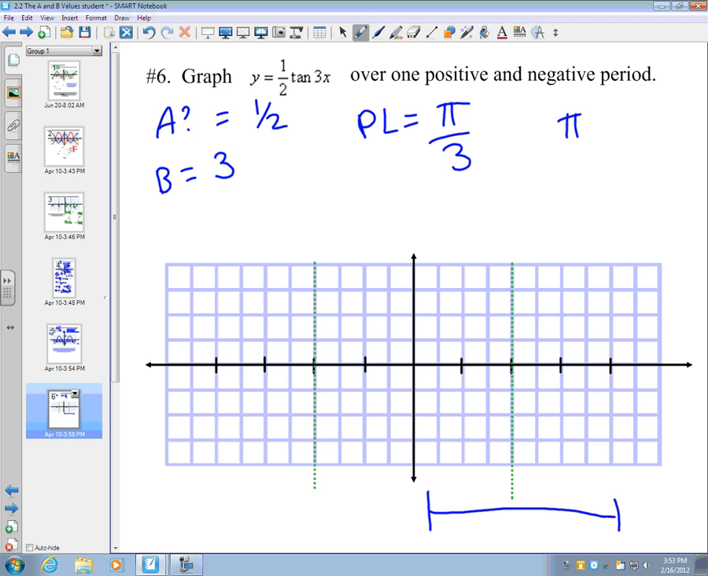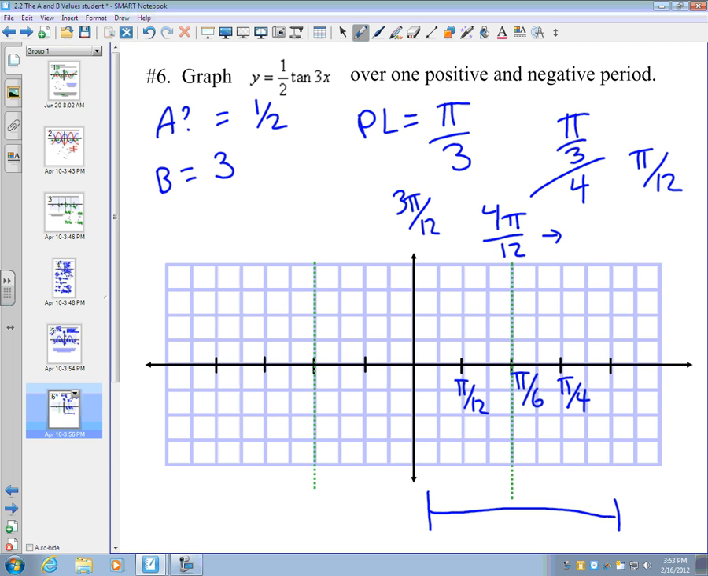So pi over 3 divided by 4 is the same as pi over 12. So now we're going to work on our twelfths. So this is pi over 12 plus another pi over 12 is 2 pi over 12, which is the same as pi over 6. And I have 3 pi over 12. I'm going to jot this down. 3 pi over 12 is the same as pi over 4. Okay, and then I have 4 pi over 12. 4 pi over 12 is the same as what? Pi over 3, which was our period length, so we did something right.